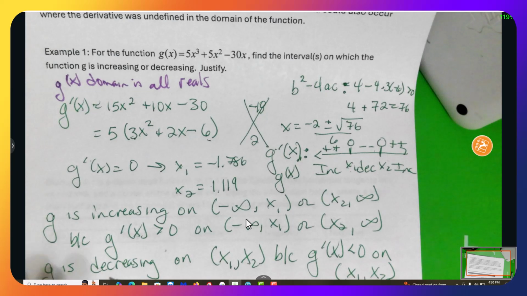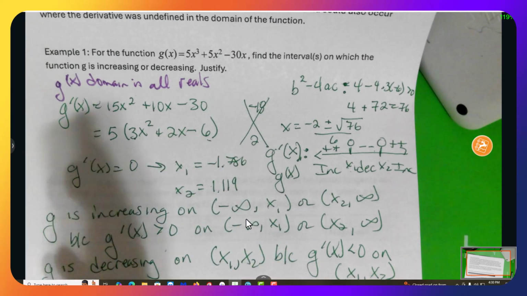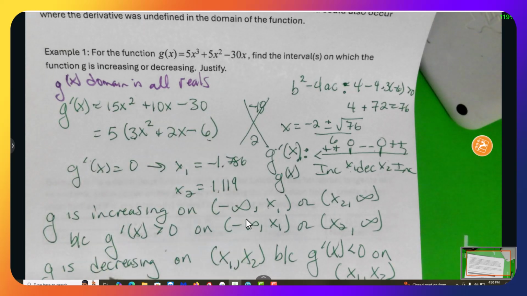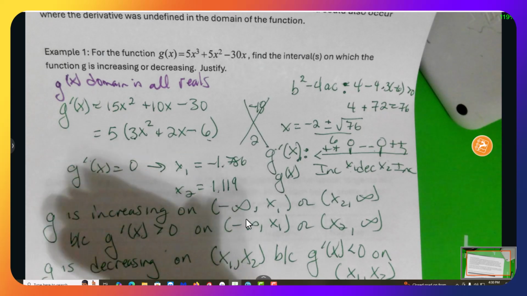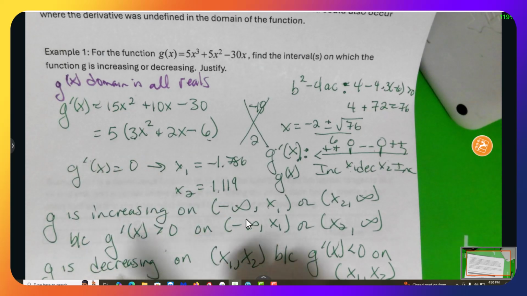So every time we do one of these problems, I want you to graph it if you can, and I want you to start asking yourself questions. How do the zeros of the derivative relate to the critical points on the graph of the function? So you can start to make connections.